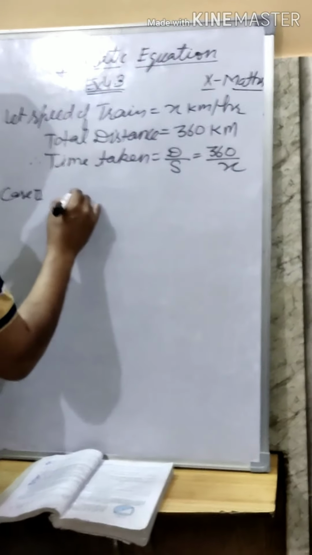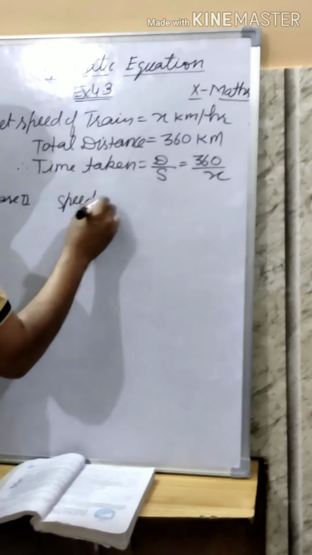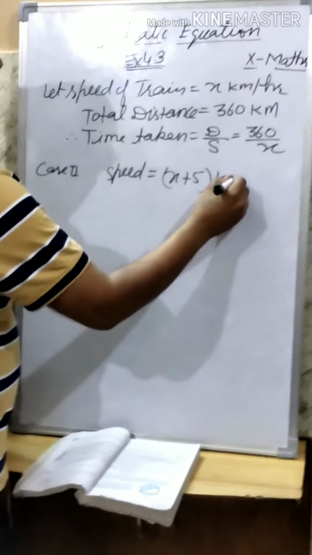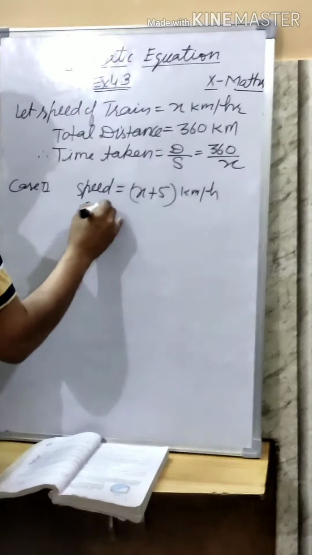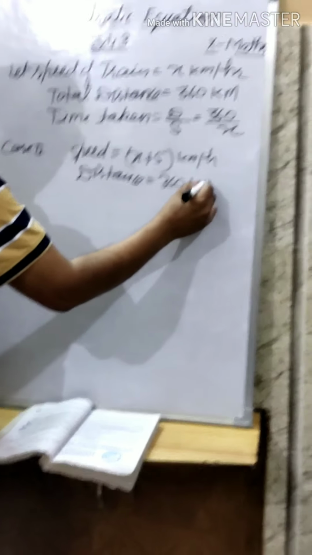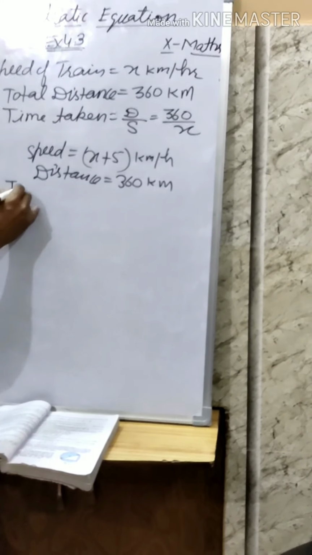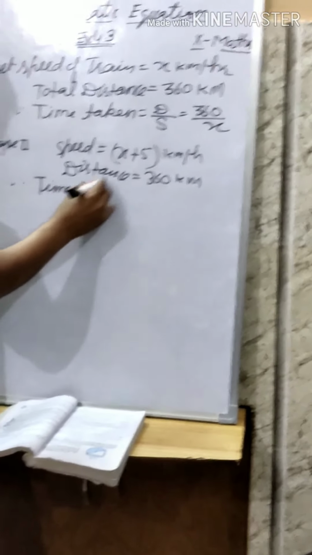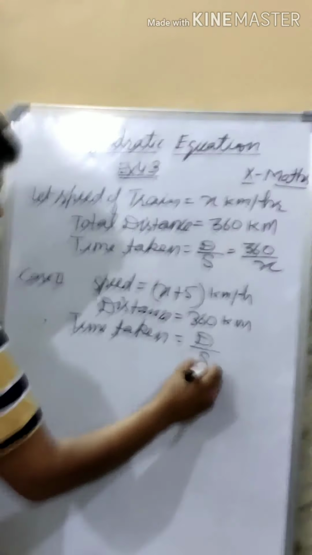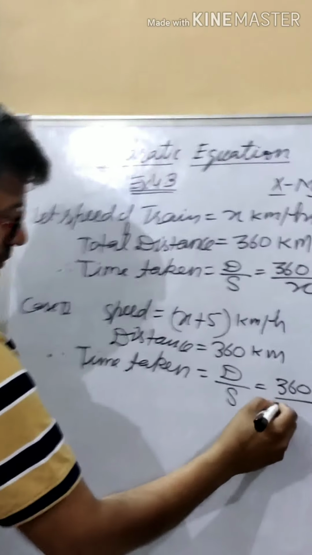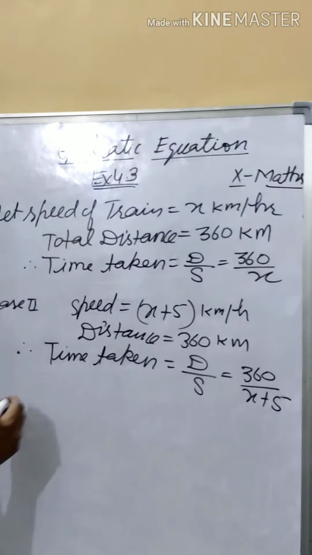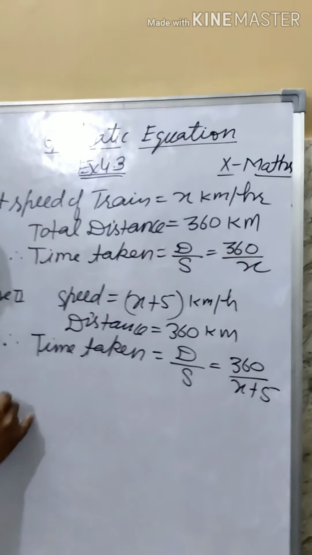So in case second, if speed is increased, it means speed is equal to x plus 5 km per hour, and distance is same because distance is 360 km. So therefore time taken is equal to distance upon speed, that is 360 upon x plus 5. Clear this? So now according to the question, what is it saying?